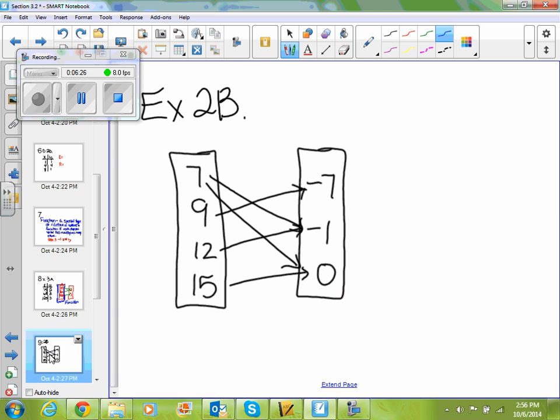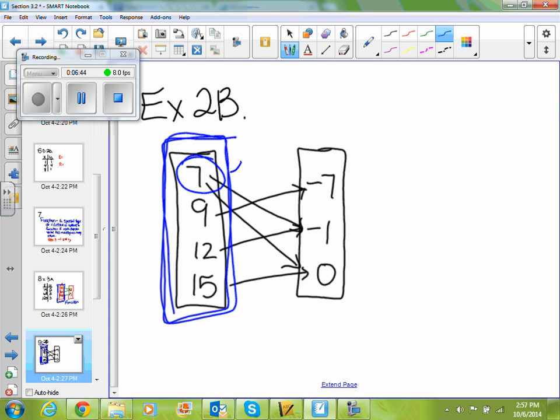But if we look at, like this example, where we have 7, 9, 12, and 15, and -7, -1, and 0, it's already in a map, so we don't have to worry about mapping it. So we're just going to look at just my x values. Are there any x values that have more than one arrow coming out of them? 7, exactly. 7 has 2 arrows coming out of it. So since 7 has 2 arrows coming out of it, this is not a function. So remember, one arrow means function. 2 or more means not a function. Okay?